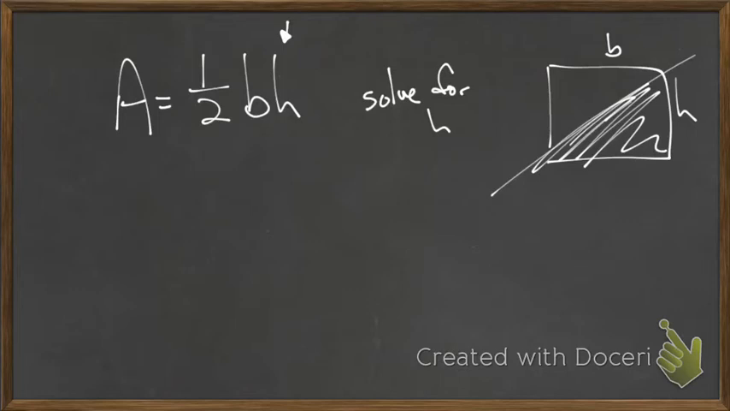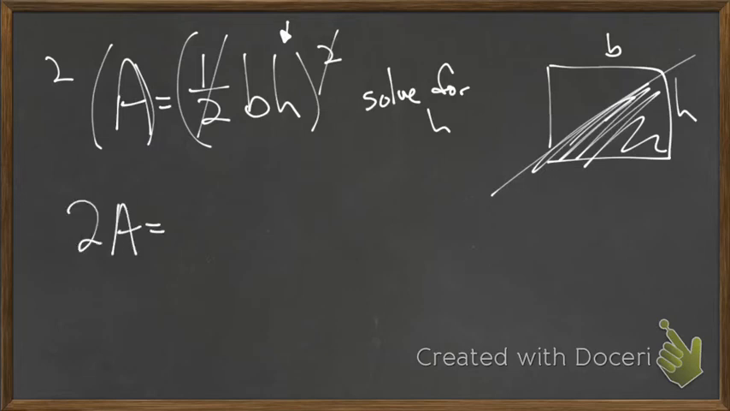Divide by a half, which is the same thing as multiplying by the reciprocal, 2. So I'm going to multiply both sides by 2. It actually turns that half into a 1, but 1 times stuff is just stuff. So that means that 2a is bh. What am I trying to get alone again? h. So how do I get rid of b? Divide by b.